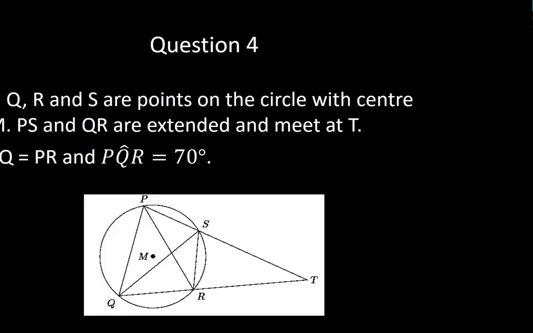Right, let's look at the next question. This is question 4. Let's see how far we can get with question 4. So here we are told that P, Q, R, and S are points on the circle with center M. You can see that M is not at the point of intersection of PR and QS. Please don't make the mistake of thinking that PM and MR are radii.